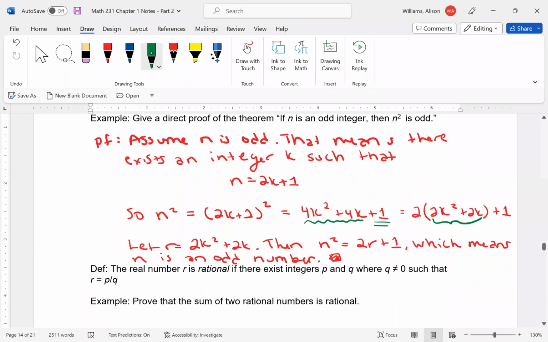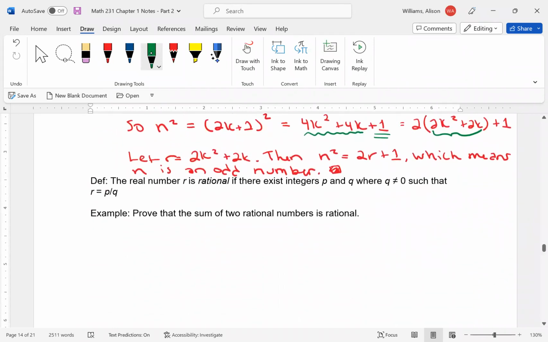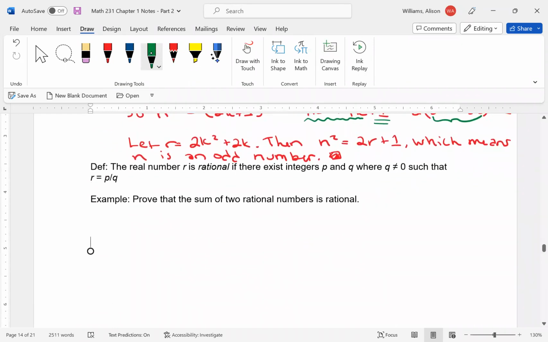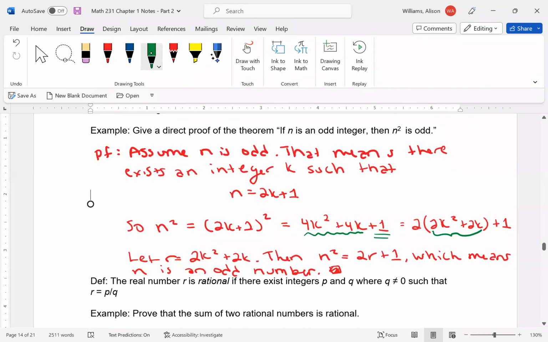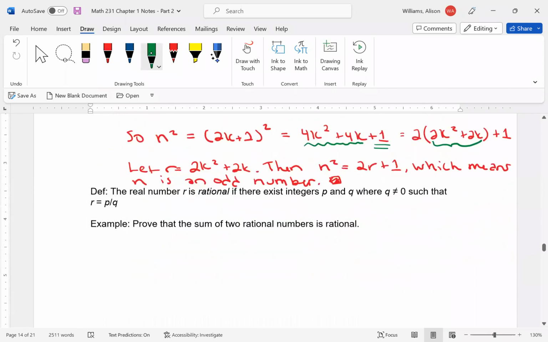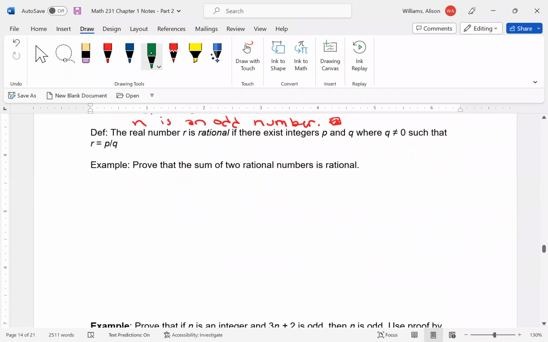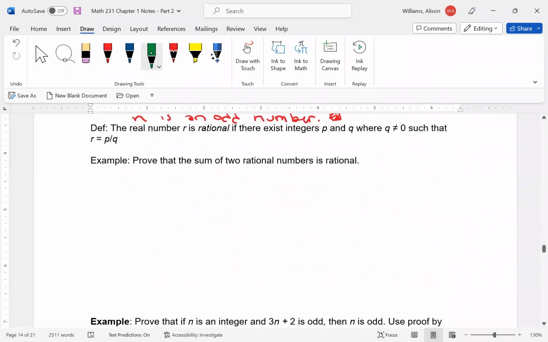Let's try another one. This time, though, we're going to talk about what it means for something to be rational. Let me go ahead and get rid of this. There. Okay. A real number r is rational if there exist integers p and q, where q doesn't equal 0, such that r equals p over q. So to be rational means you can write the number as a fraction. That's what rational means. They wrote r as a fraction.